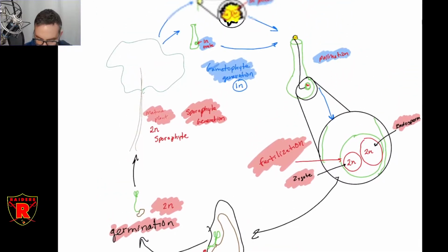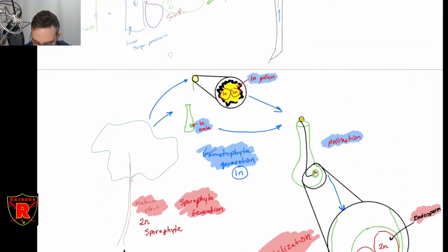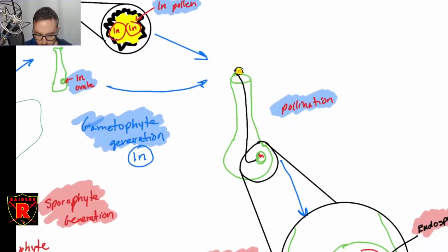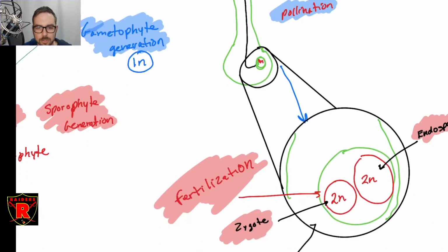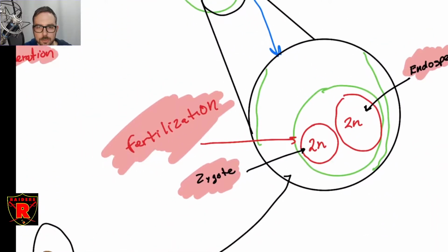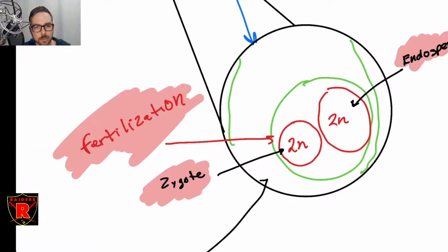Okay, so I've got a blue section up here that is the Gametophyte generation. That's the pollen and the egg before they're fertilized. Okay, and then once they come together, they're going to form a zygote and an endosperm if it's an angiosperm. That's going to be now Sporophyte generation as soon as it's 2N.